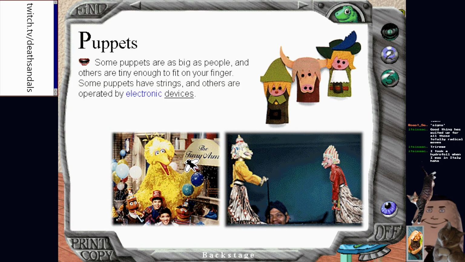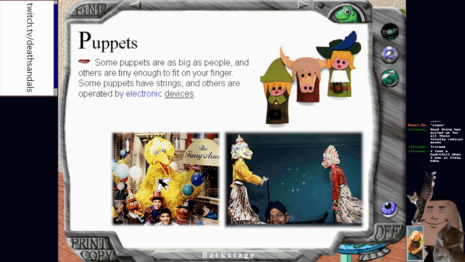Puppets. Some puppets are as big as people, and others are tiny enough to fit on your finger. Some puppets have strings, and others are operated by electronic devices. I did see a couple of puppets years back, and I went to a coastal town, and someone was using jetpacks that have the hose running into the ocean and it pumps and then spits out behind you. They look kind of cool. Looked hard to steer though.